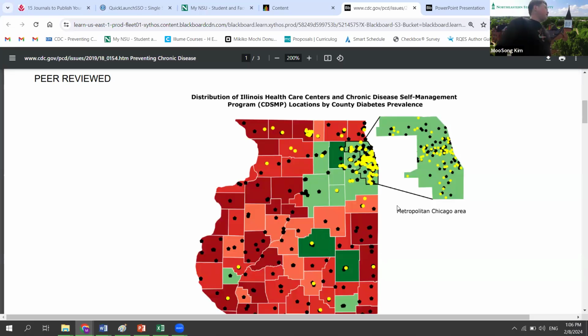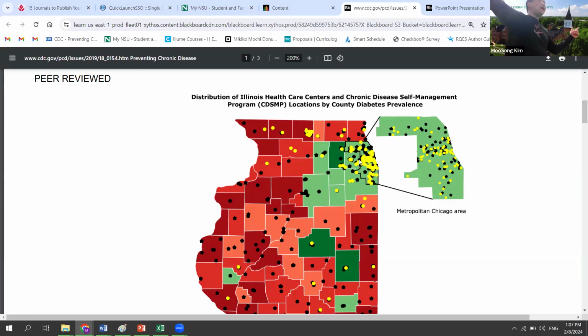Did you find the pattern? Why is something green, but some areas are red? What kind of relationship did you find? Is it that areas with more healthcare centers have less prevalence of diabetes? Yes, very good, you are correct. So what does this dot mean? The yellow dot and black dot, what is that?